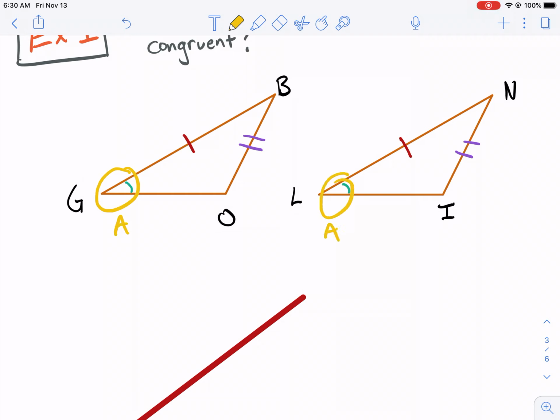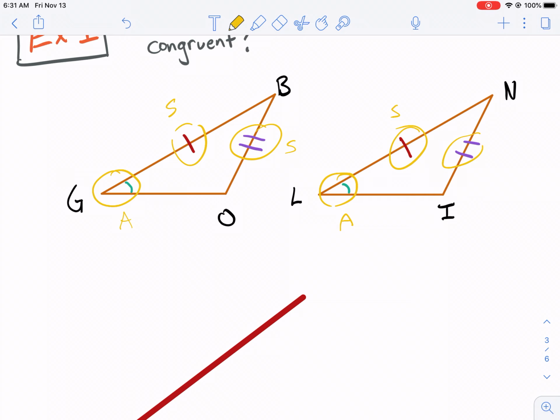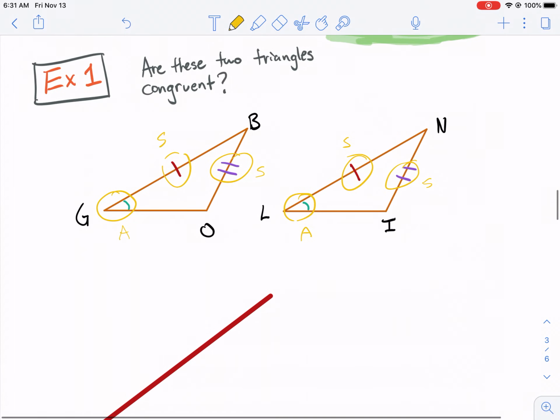We have this angle, and it matches up with this angle, okay? So that's an angle. We have this side, matches up with this side. And we have this side, matches up with this side. So you would think, oh, this is congruent.